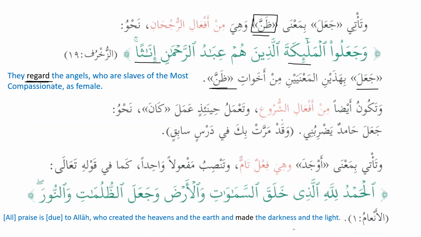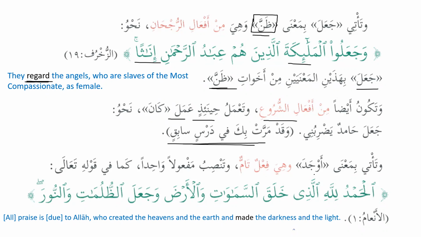فتكون أيضا من أفعال الشروع, and it can be the verbs of beginning, to begin something. But تعمل حينئذ, and at that time عمل كان, it does the function of كان. نحو جعل حامد يضربني, the example that وقد مرت بك في درس سابق, and you have learned about this in the previous lesson, and we have learned it recently.